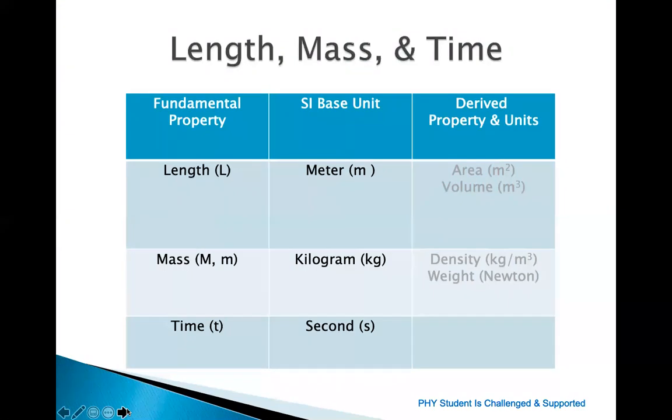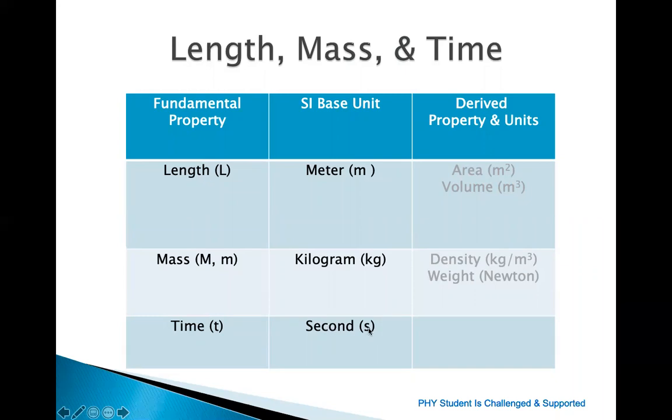Length, mass, and time. For length, we usually use the symbol L, and it's measured in meters. Whenever we measure length, it always has to have a unit. Mass, we measure in what we call the SI base unit, which means standard international unit, and that is kilograms. Time is T, and the unit we use is the second.